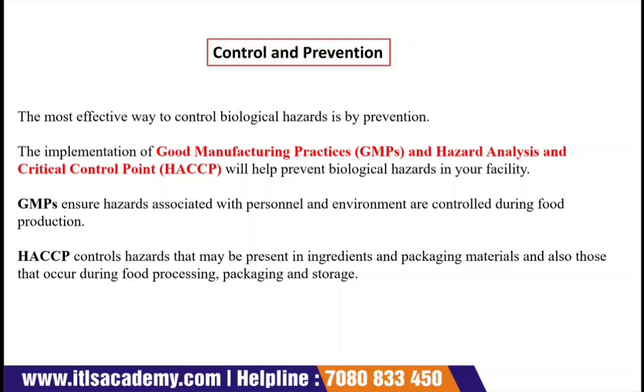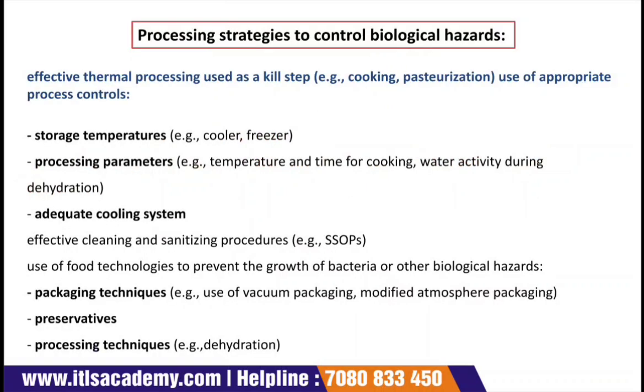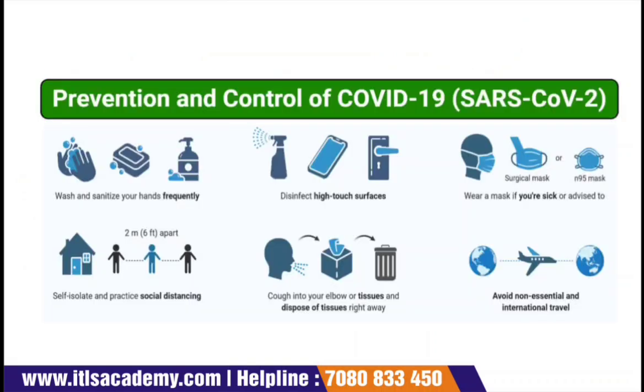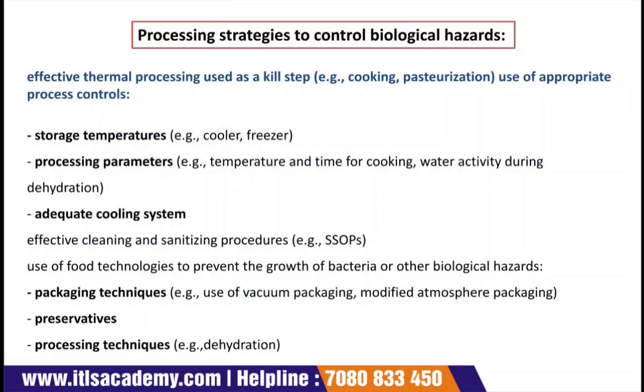HACCP, the hazard analysis critical control point, controls the hazards that may be present in the ingredients, or in the packaging material, and also those that occur during the food processing, packaging and storage. So it looks into all the departments, that is processing, packaging and storage. Now come the processing strategies to control biological hazards. These are certain processing strategies that control the biological hazards.